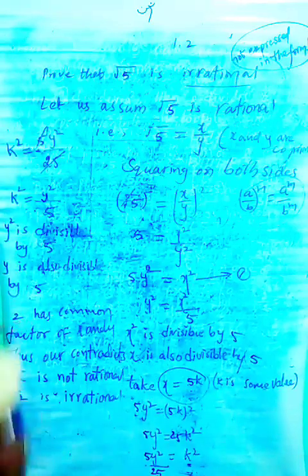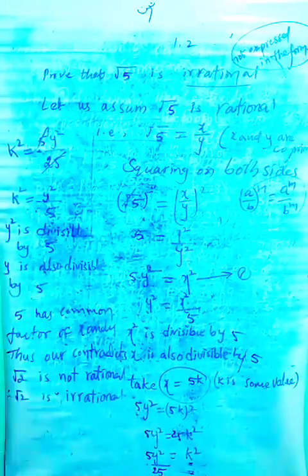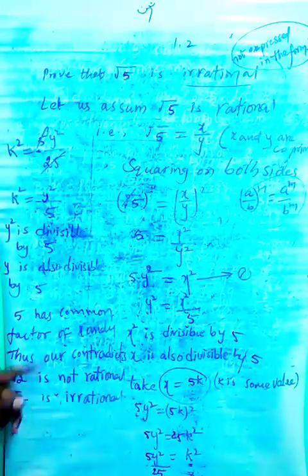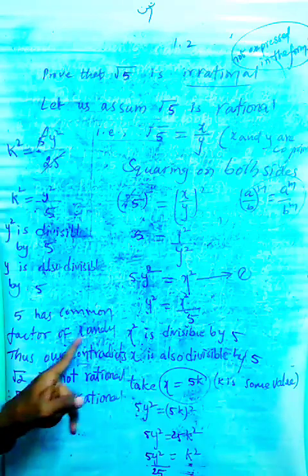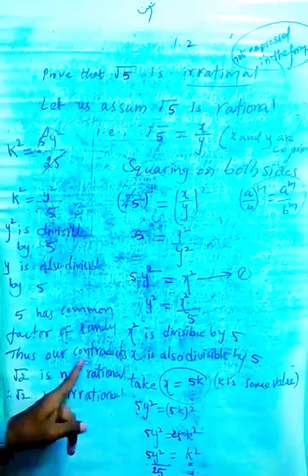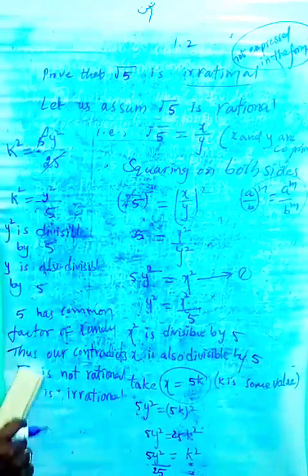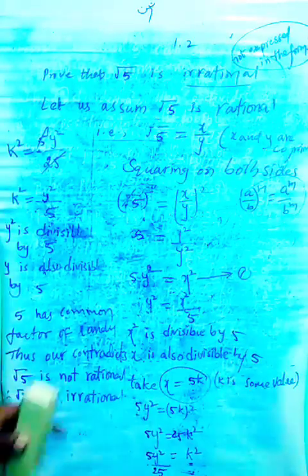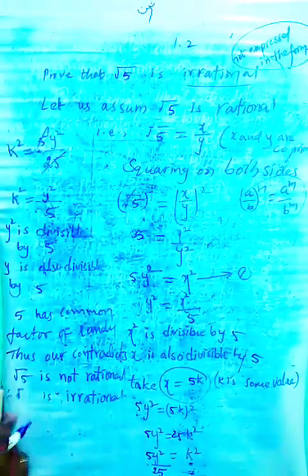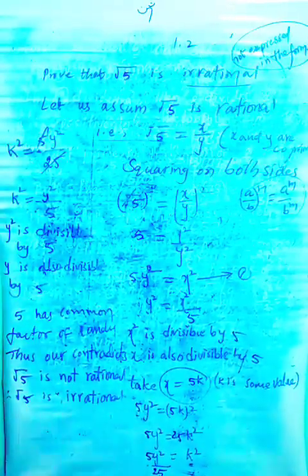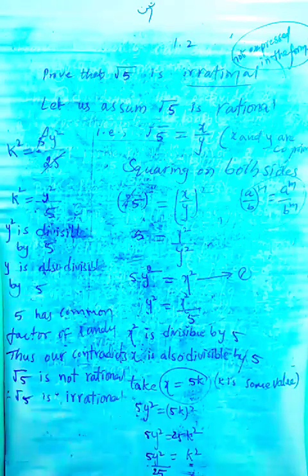Then the common factor is 5, so there is no common factor 1 for x and y. That contradicts our assumption, so root 5 is not rational. So root 5 is irrational. See, we are only changing the values. All are very easy methods.